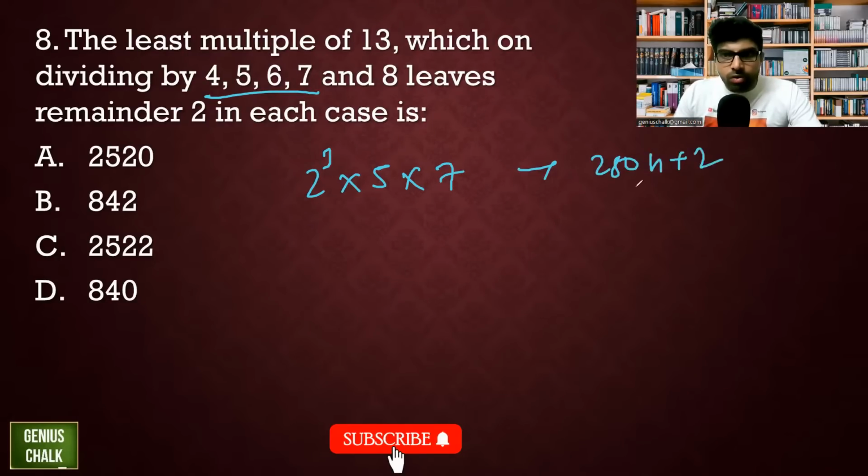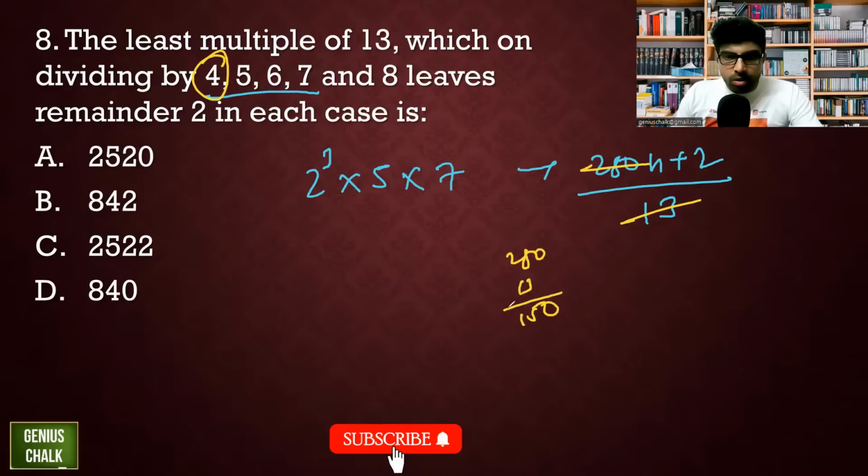280n plus 2. This form I require, and it has to be the least multiple of 13. Let's find it. We have to find the least multiple of 13, so let's check whether this is the least multiple of 13 or not. Either you can check it from here, like 13 ones are 13, and this is 150.